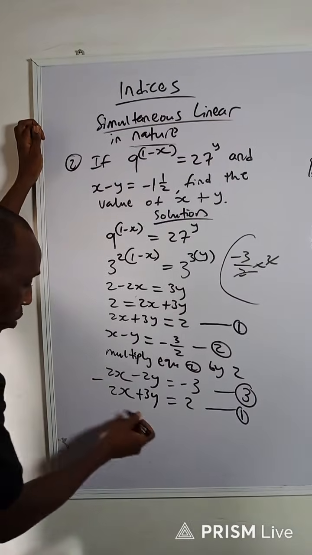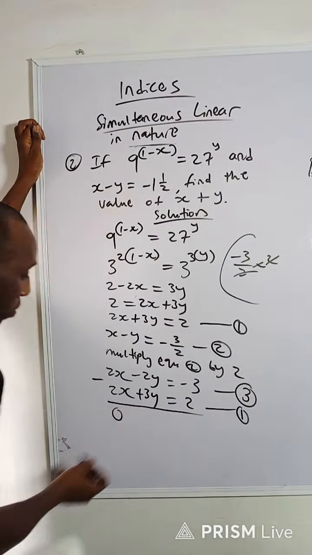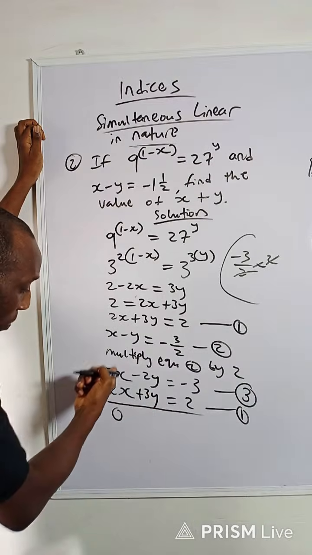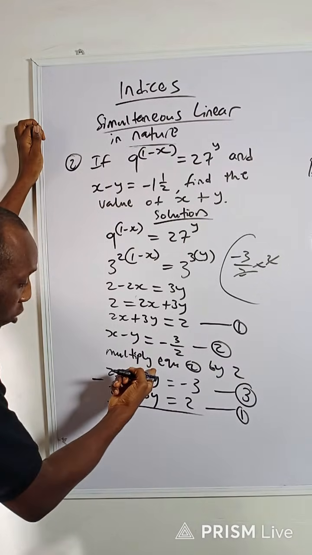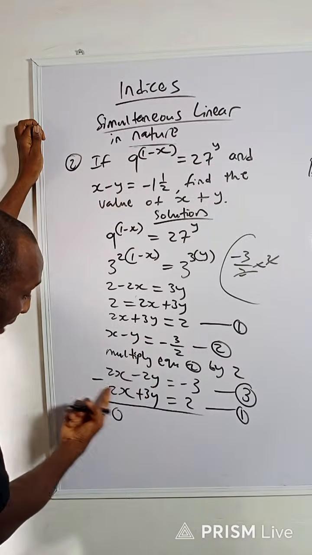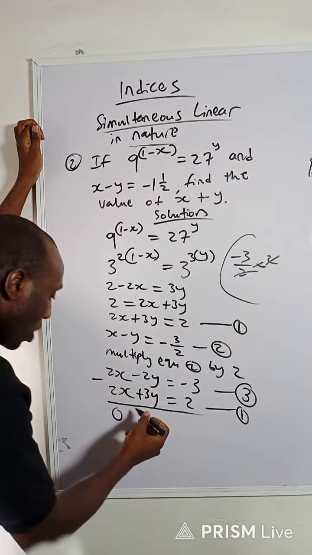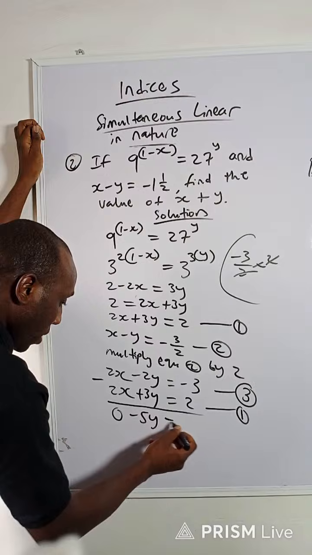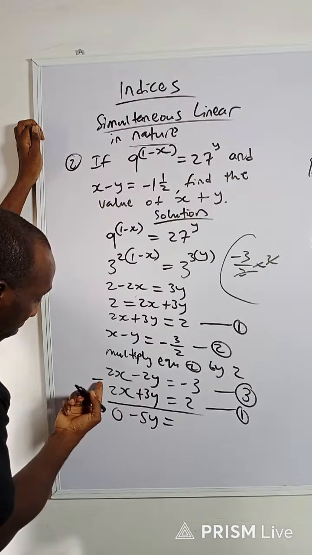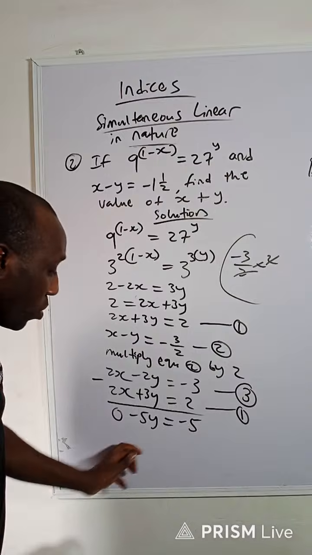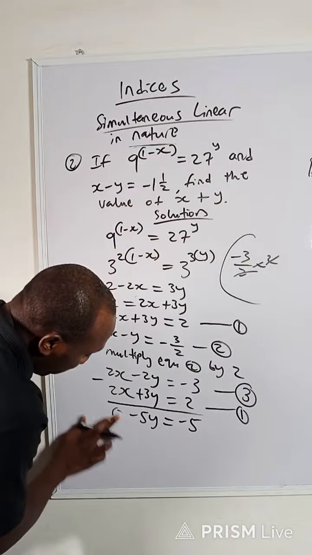2x minus 2x is what? 0. Then don't come here and say 3y. No, because you did the top minus the bottom. So you must do minus 2y minus 3y. What would that be? Minus 2y minus 3y is what? Minus 5y. And then you have minus 3 minus 2, which is what? Minus 5. You see that? So we divide both sides by, you can remove this 0 here.